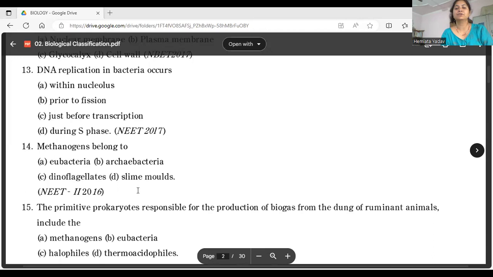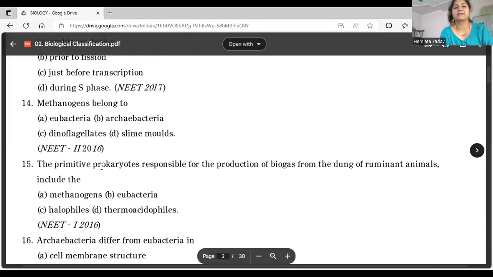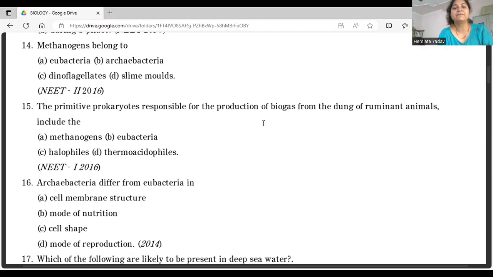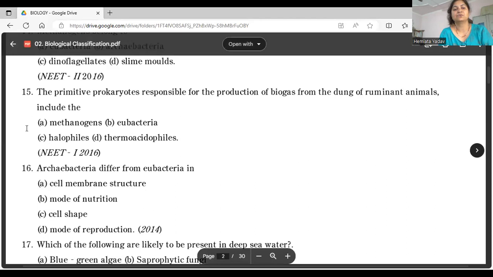This came in NEET 2017. Methanogens belong to eubacteria, archaebacteria, dinoflagellate, or slime molds? Methanogens belong to archaebacteria. They are special bacteria which are found in harsh environments. The primitive prokaryotes responsible for the production of biogas in the dung of ruminants include methanogens. You know, the primitive prokaryotes are methanogens, which are archaebacteria.